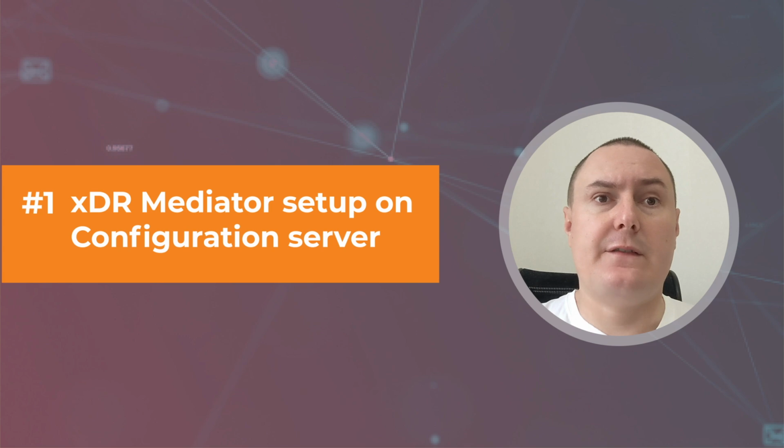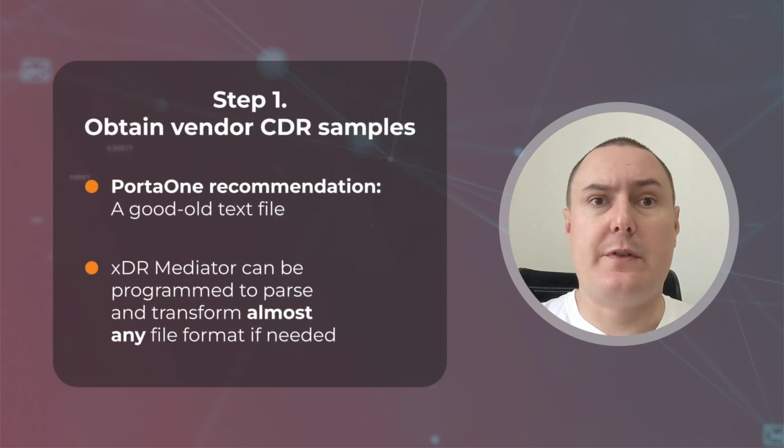The first step is to obtain vendor CDR samples. It's important to remember that each vendor can present CDRs in their own manner. For example, storing CLI, CLD in the local format, having a different column order, providing several records applicable to the same session, or even using different file formats. The good news is that, if necessary, the XDR Mediator can be programmed to correctly parse and transform almost any file format with any data structure inside for further processing. Though, obviously, if you can convince your vendor to stick to the good old text file, that would be the easiest option and will save you time. That's why in this example I'll be using a text file as well.